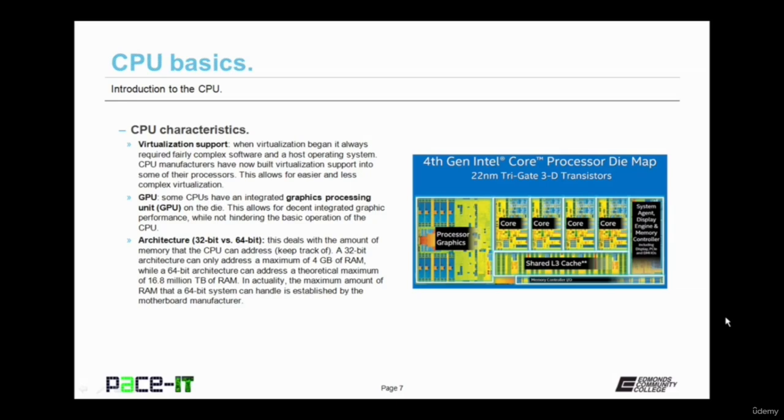that has a 64-bit architecture can address a theoretical maximum of 16.8 million terabytes of RAM. Man, that is just a ton of RAM. In actuality, the maximum amount of RAM that a 64-bit system can handle is established by the motherboard manufacturer.